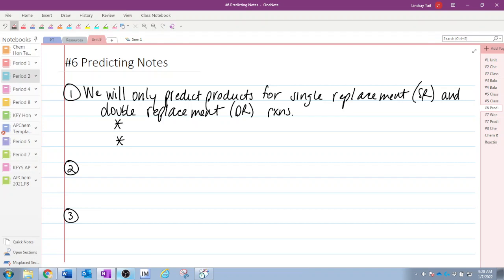But it's actually pretty straightforward with the single and double replacement reactions because they are involving ionic compounds with ions that have charges, and so we're just rearranging the charged ions to figure out what our new products are.